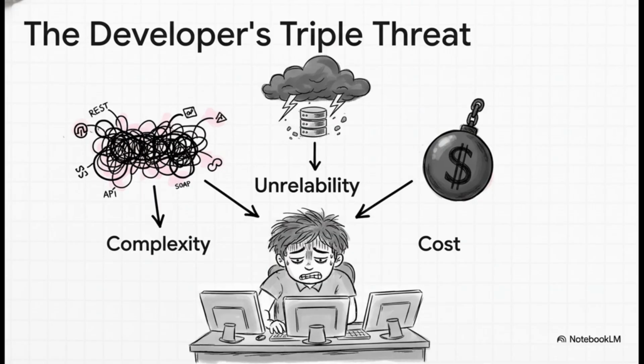And this really boils down to what I like to call the developer's triple threat. First up, you've got the sheer complexity of just managing all those different integrations. Then there's the unreliability factor. I mean, what do you do when one of those services just goes down right in the middle of something important? And finally, the cost. You get locked into these super expensive subscriptions for models you might not even be using.